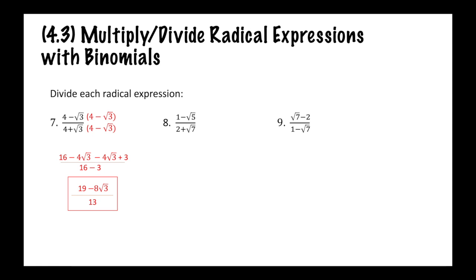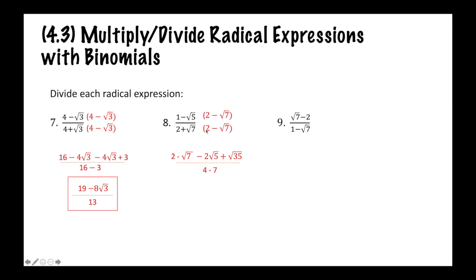In number 8, we have the same issue. We're going to multiply top and bottom here by 2 minus root 7. In the numerator, when I multiply that, I have to multiply all 4 parts. I'm going to start with 1 times 2, which is 2. Then I'll do 1 times negative root 7, which is negative root 7. Then I do negative root 5 times 2, which is negative 2 root 5. Then negative root 5 times negative root 7, which is positive root 35. And none of that breaks down and none of it combines.